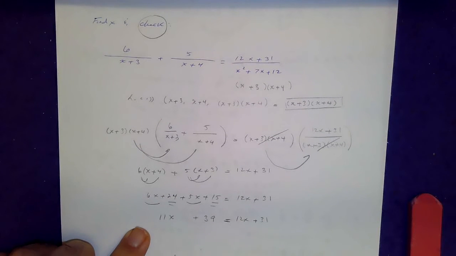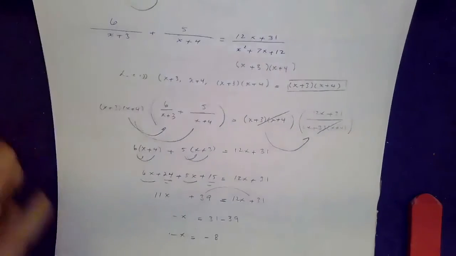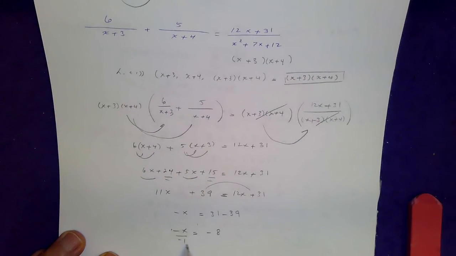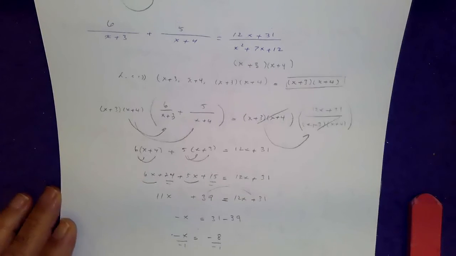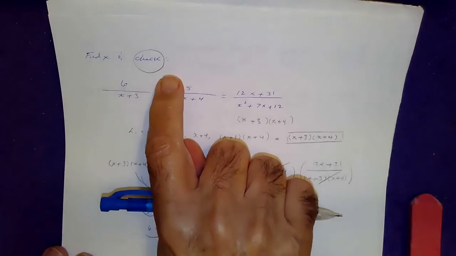Move the x's to the left, so that's 11x minus 12x is negative x. Move this guy to that side, so that's 31 minus 39, so that will be negative 8. Divide both sides by negative 1, and that leaves you with what? 8. However, notice it says check.